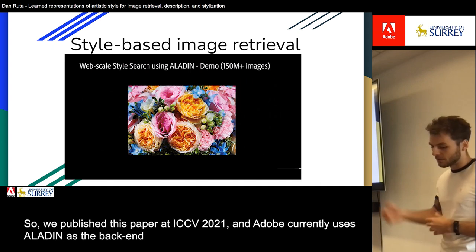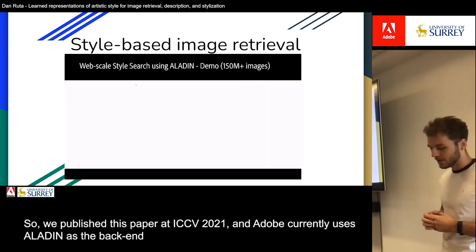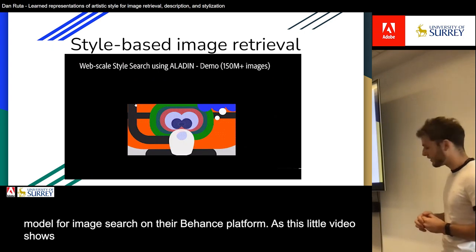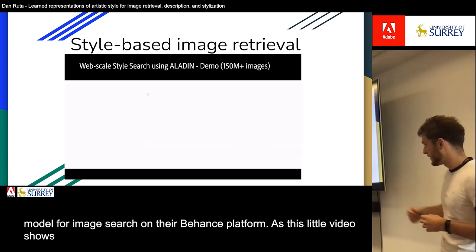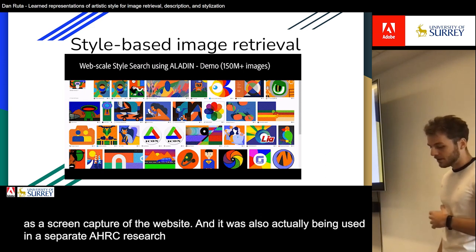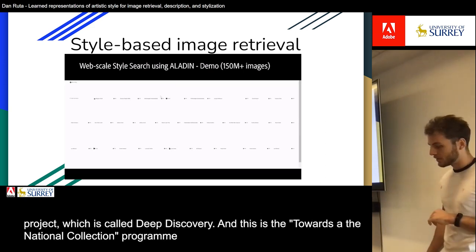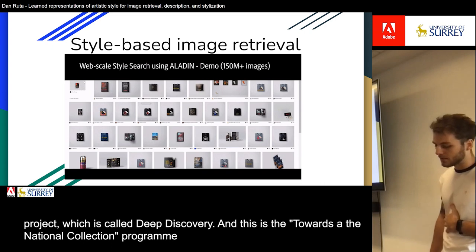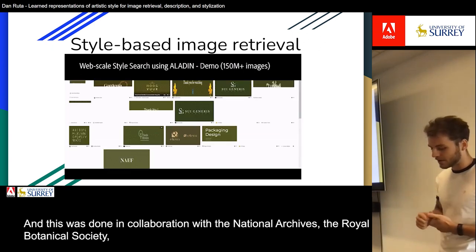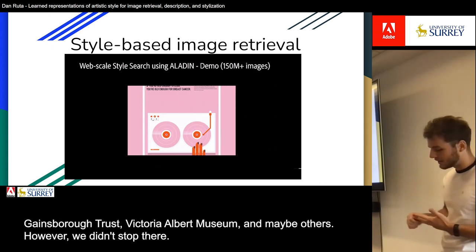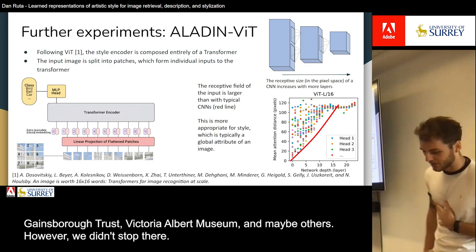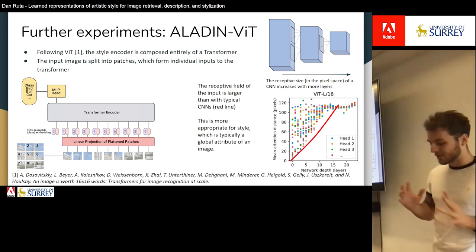So we published this paper at ACCV 2021, and Adobe currently uses ALADIN as the backend model for image search on their Behance platform, as this little video shows the screen capture of the website. And the model has also been used in a separate AHRC research project, which is called Deep Discovery. And this was in the Towards a National Collection program. And this was done in collaboration with the National Archives, the Royal Botanical Society, Gainsborough Trust, Victoria and Albert Museum, and maybe others. However, we didn't stop there.